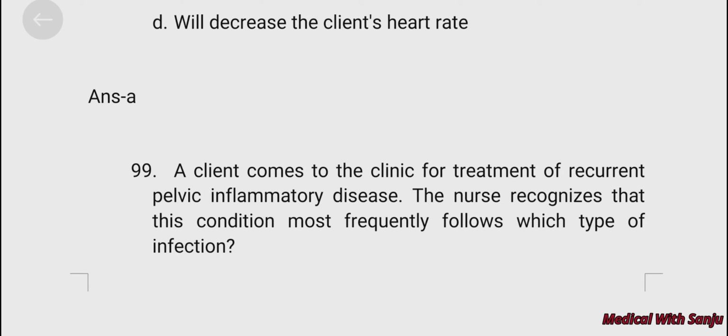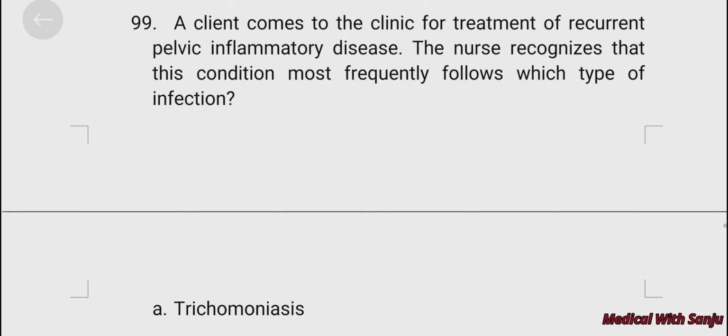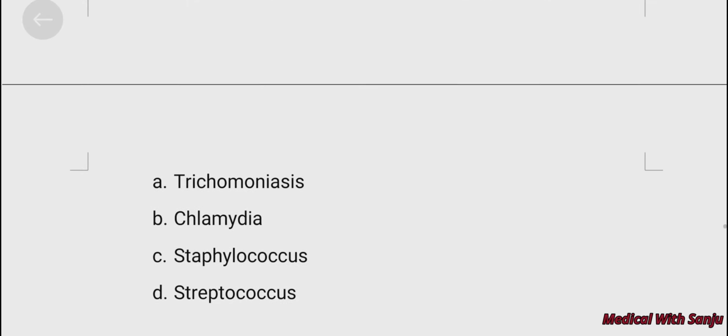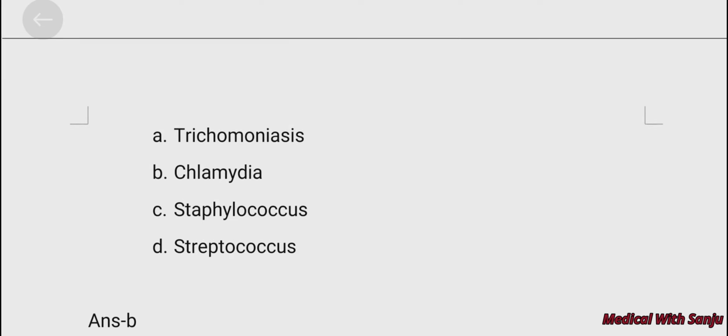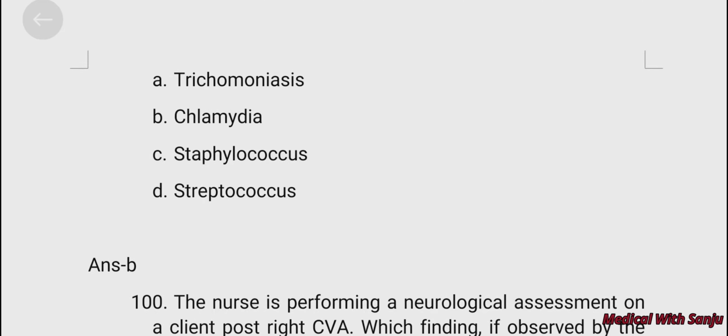Question 99. A client comes to the emergency room for the treatment of recurrent pelvic inflammatory disease. The nurse recognizes that this condition most frequently follows which type of infection? Option A, Trichomoniasis. Option B, Chlamydia. Option C, Streptococcus. And option D, Staphylococcus. Chlamydia infections are one of the most frequent causes of sinusitis and pelvic inflammatory disease.